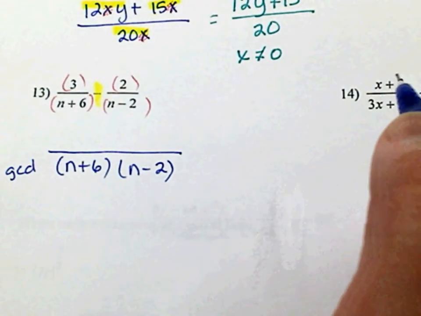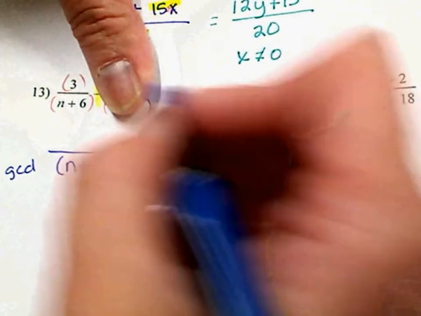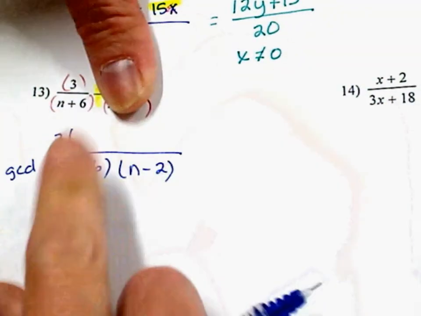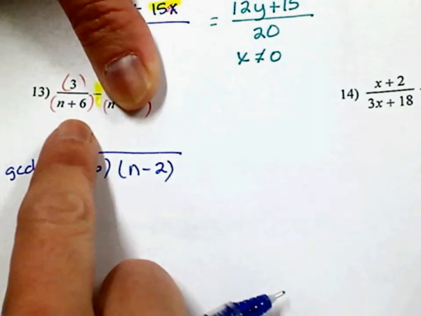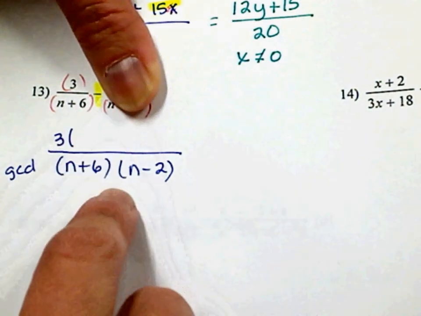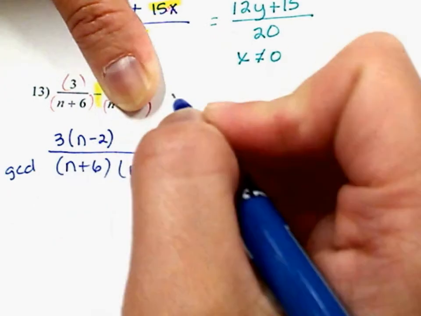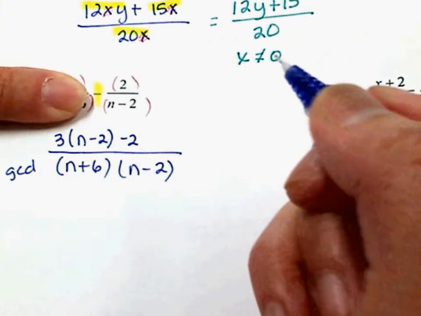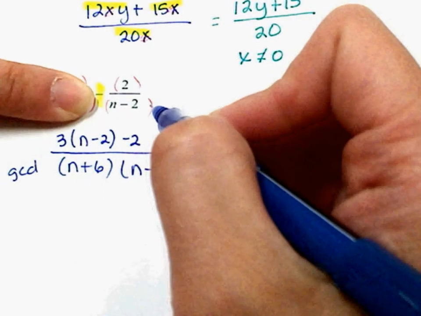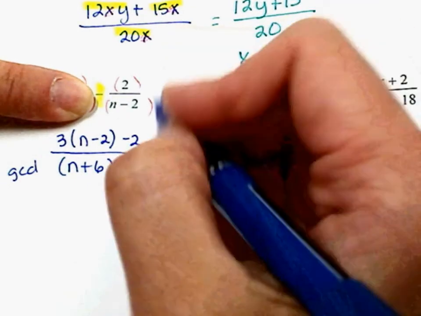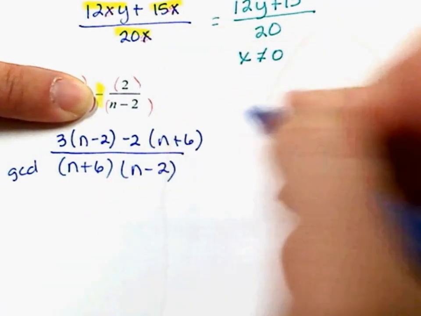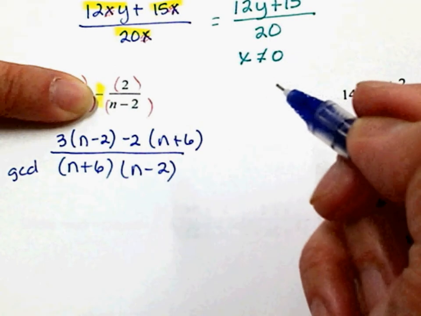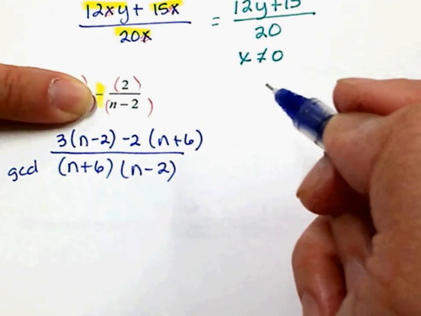All right, look at that very first one. Write your 3. What is missing in your denominator from your greatest common denominator? N minus 2. Good job. Keep that sign, minus 2. What is missing from this one compared to the GCD? N plus 6. You guys starting to see a pattern every time? Okay? All right. Now let's simplify.